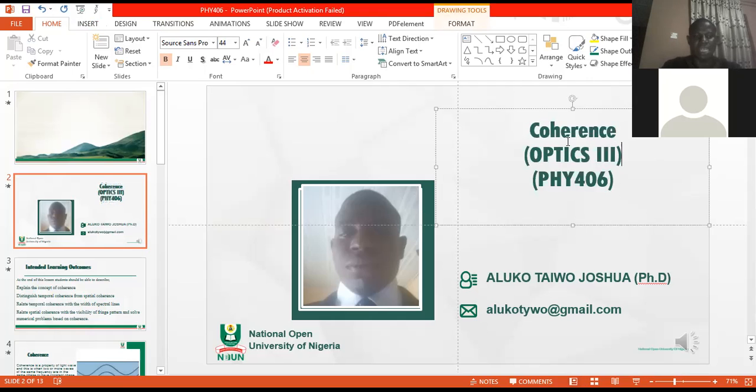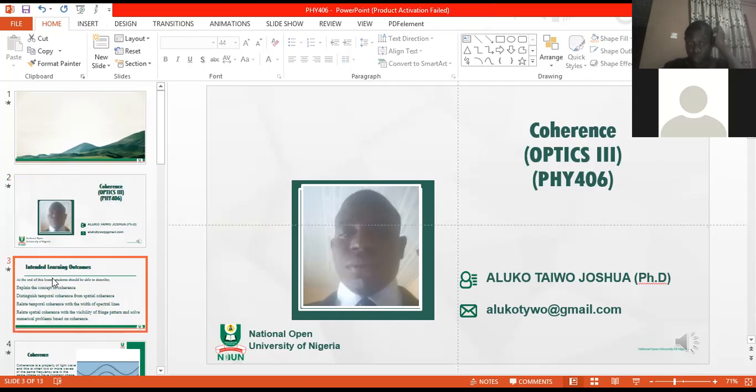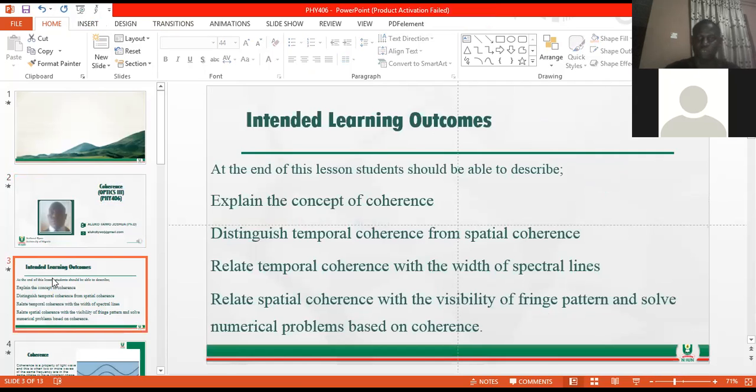So what do you understand by coherence? Intended learning outcome: at the end of this lesson, students should be able to describe and explain the concept of coherence, distinguish between the two types of coherence we have, that is temporal and spatial coherence, relate temporal coherence with the width of spectral lines, relate spatial coherence with the visibility of fringe pattern, and solve numerical problems based on coherence.